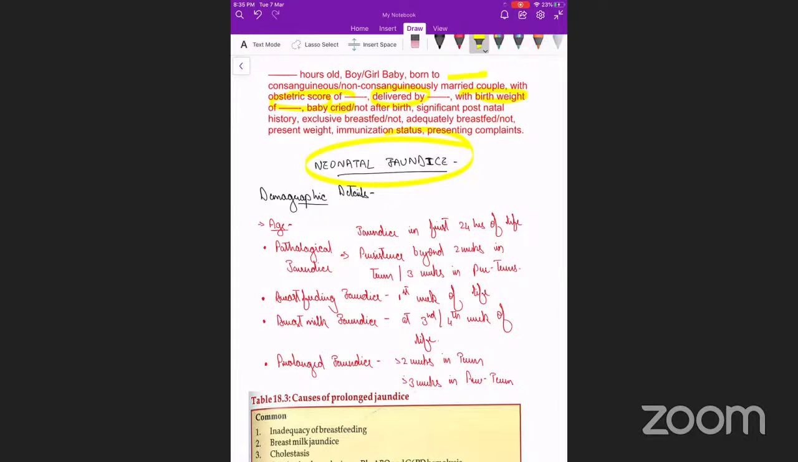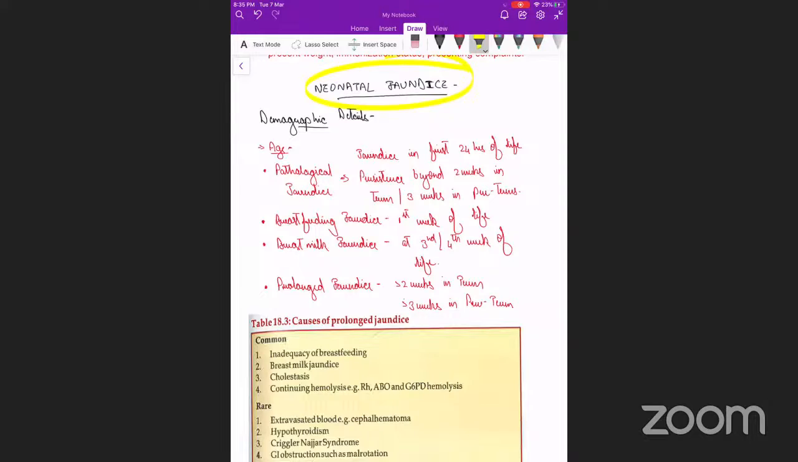Okay, so neonatal jaundice, when it comes to demographic details, age and race might become important. Age, why the presenting complaint, like it becomes pathological jaundice if jaundice was within the first 24 hours of life, or it becomes prolonged jaundice if jaundice is persisting beyond 2 weeks in term babies and beyond 3 weeks in preterm babies. Correct. And if it is breastfeeding jaundice, they usually present within first week of life. If it is breast milk jaundice, they present at 3rd or 4th week of life. And prolonged jaundice, as already taught, it is more than 2 weeks in terms and more than 3 weeks in preterms.